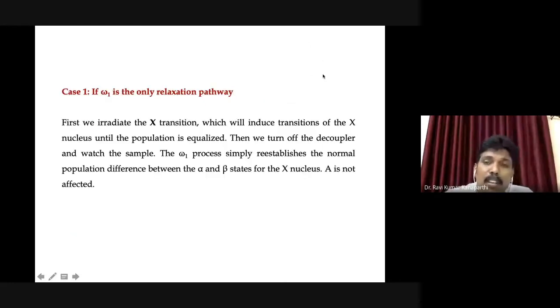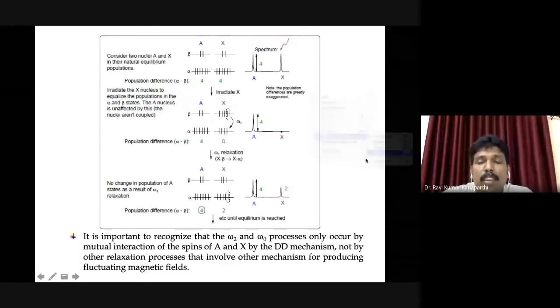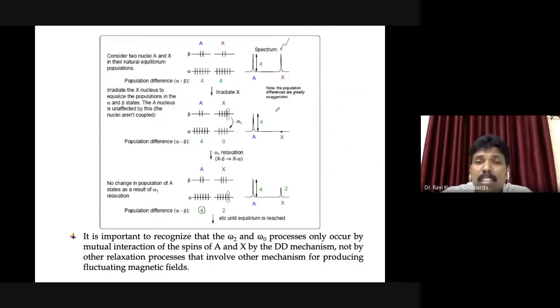But in the NOE experiment, what we do exactly is saturate one of the nuclei. For the sake of understanding, let us say X is irradiated with a double frequency resonator. Therefore, it gets saturated. If X is saturated, there won't be any population difference, so it will be 0. Therefore, we don't see any transition, and the signal will not be seen. This is an example of that.